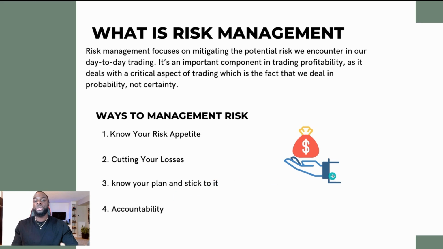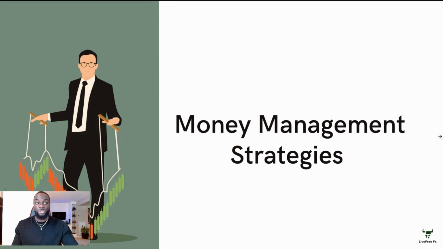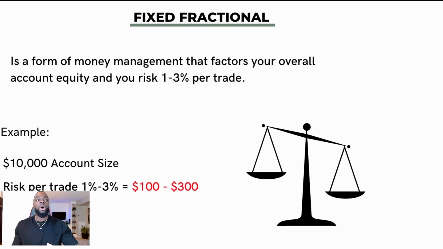Now, if we're going over to the strategies that you can use to build your trading account, we're going to be looking at two particular strategies. The very first one is the standard in the industry, and we call it fixed fractional. It is a form of money management that factors your overall account equity, and you risk 1 to 3% per trade. As an example, let's say you have an account size of 10,000. You are risking 1 to 3%, $100 to $300 per trade.